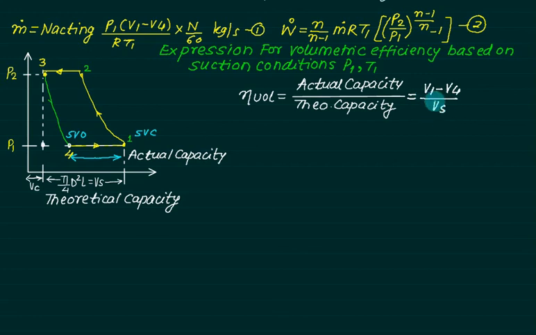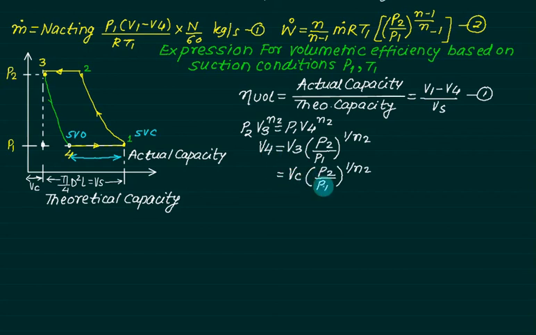To solve this equation further, we will start with point number 3. The volume at point number 3 is the same as Vc, and 3 to 4 is a polytropic expansion. Let's call this equation number 1. So we have pressure at point number 3 as P2, so we have P2 V3 to the power N2, and at point number 4 the pressure is P1, P1 into V4 to the power N2. N2 is the index of expansion. We can solve for V4, and V4 equals V3 into (P2 by P1) to the power 1 by N2. Now this V3 is the same as Vc, so we can write V4 as Vc into (P2 by P1) to the power 1 by N2.